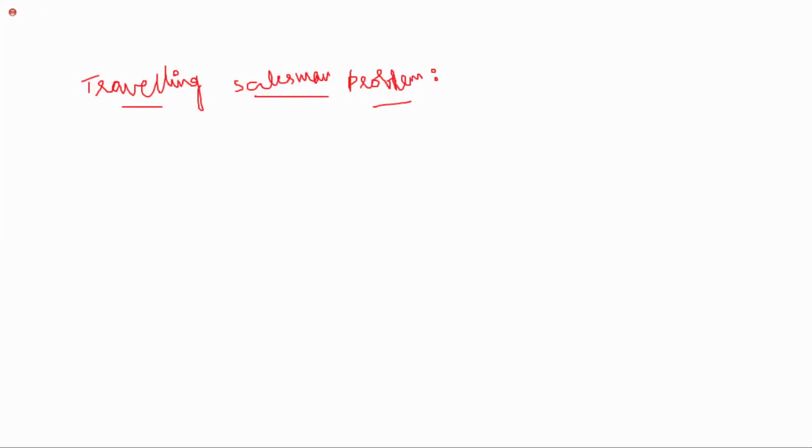Traveling salesman problem. First, I'll tell you what this problem is, and then we'll move on to the problem. Traveling salesman means what the name says. Suppose there are four cities: city A, B, C, D. Assume he wants to travel and sell his goods.